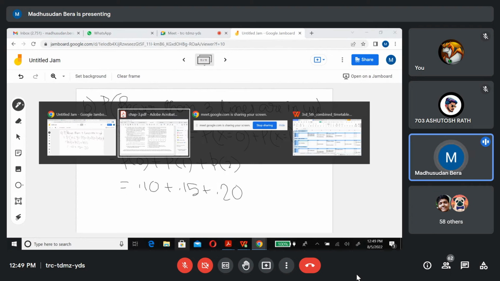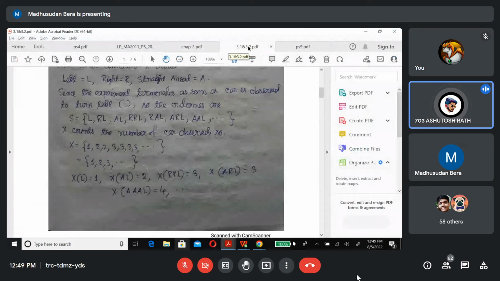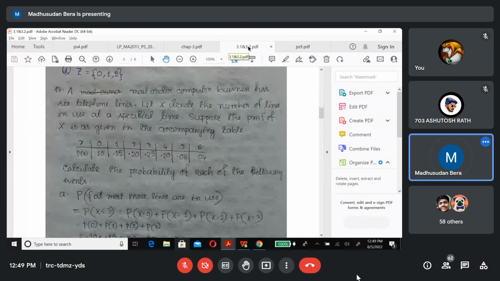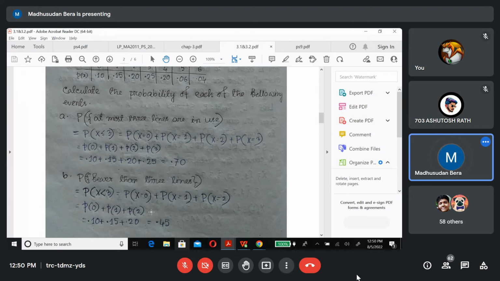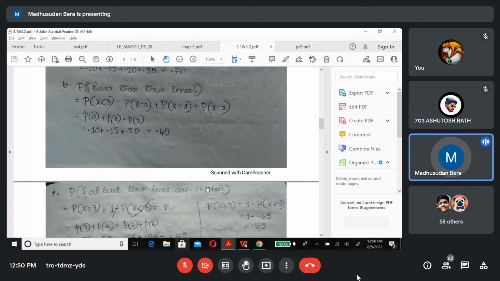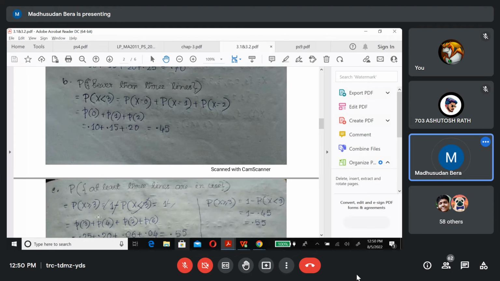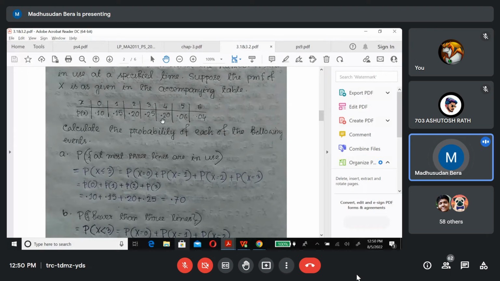Now I am showing the answer of the remaining parts. At most 3 lines, X less than or equal to 3: p0, p1, p2, p3. Fewer than 3 lines, X less than 3, so 0, 1, 2: p0, p1, p2. Then at least 3 lines are in use. At least 3 means X greater than or equal to 3. So what are the values? 3, 4, 5, 6.